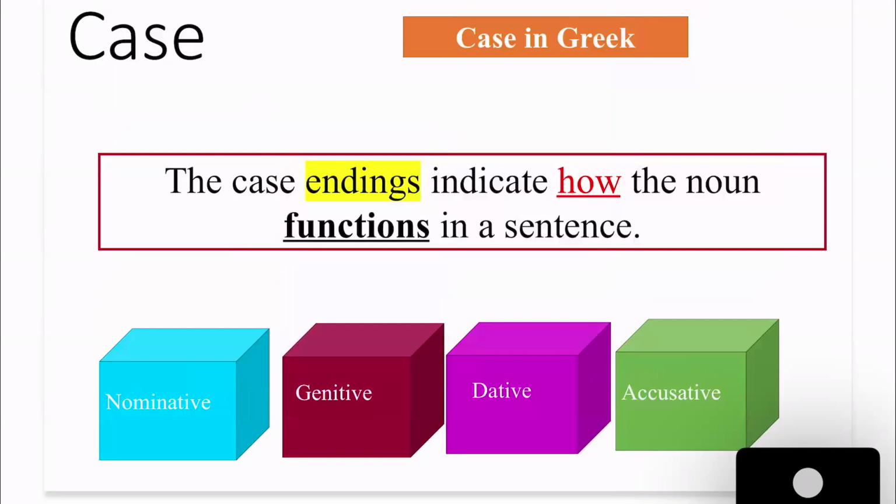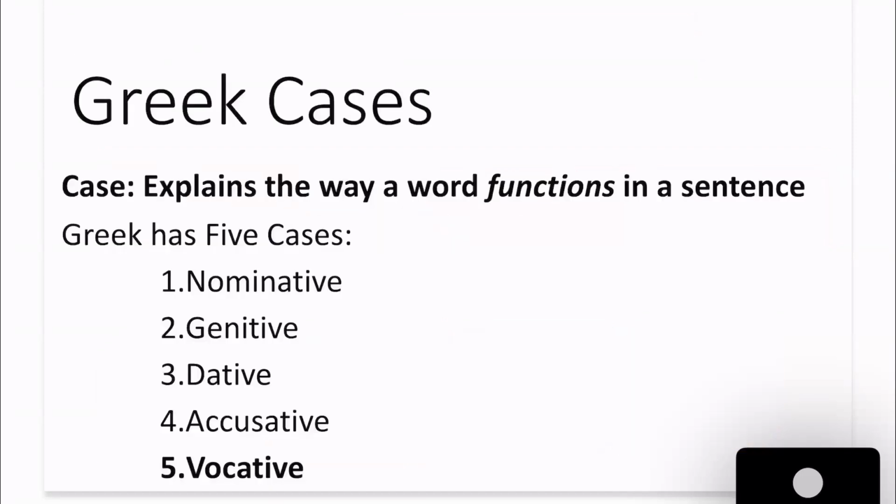So there are four main cases. In English, we talk about subject, possession, indirect object, and direct object. In Greek, they use different terms for case. They use the term nominative, which is often the subject, genitive, which is often possession, dative, which is often indirect object, and accusative, which is often the direct object of a sentence. Now, I say often because there are obviously exceptions to this, and I'll go through these throughout the course.